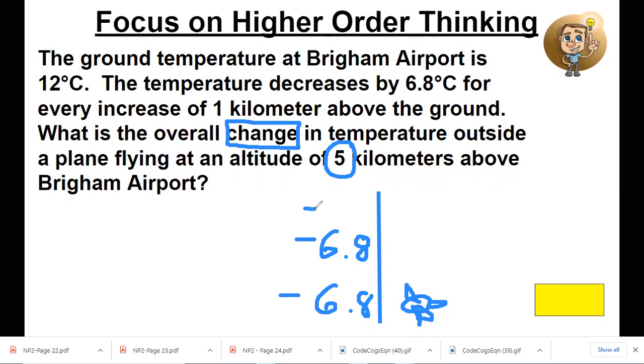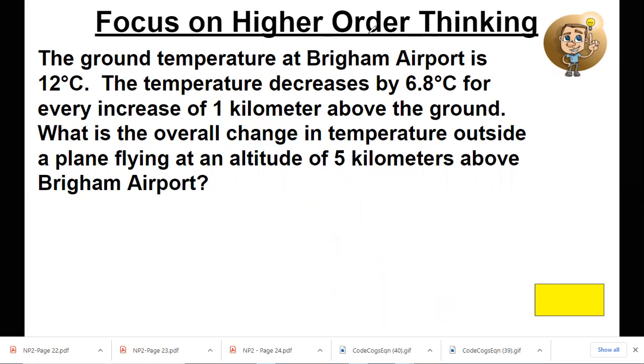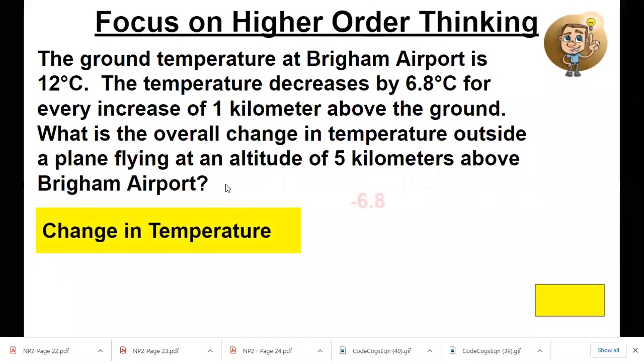So I'd have to do this. How many times would I have to do this? 5, right? Because I went up 5 kilometers. So this is 1 kilometer up, 2 kilometers up, 3 kilometers up. And then if I go up 2 more, I go another negative 6.8 and another negative 6.8. So I could write an equation for that, which would be negative 6.8 times 5. 5 groups of negative 6.8.